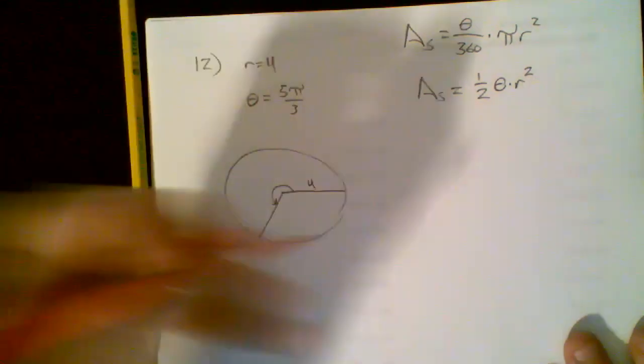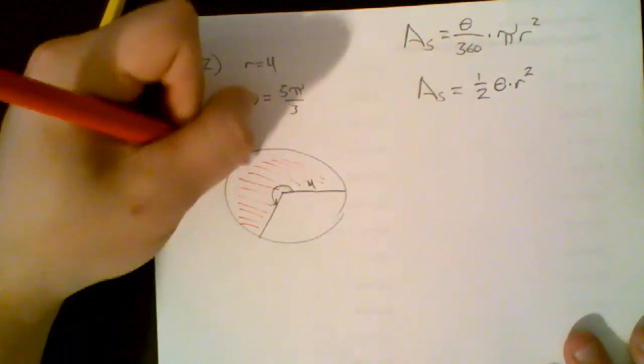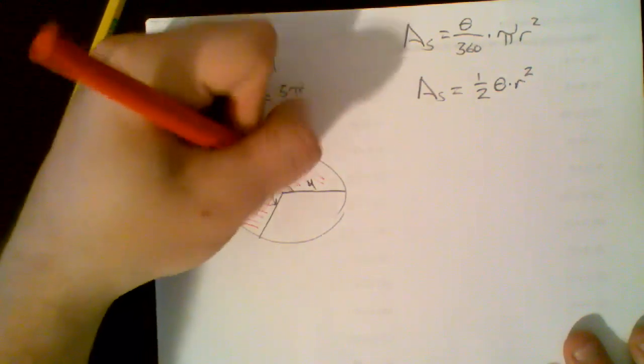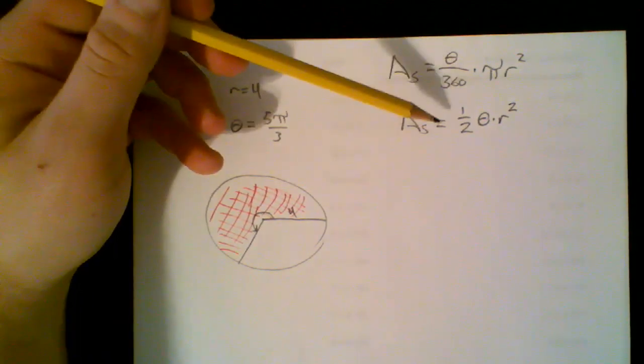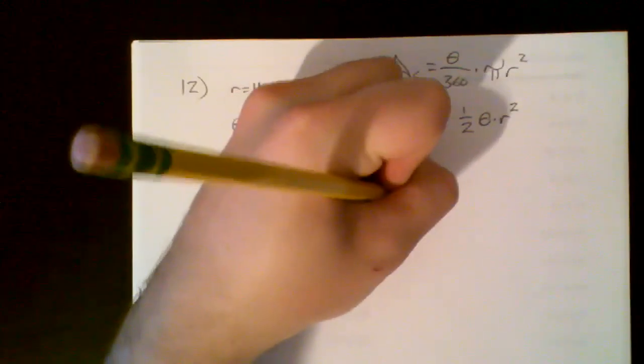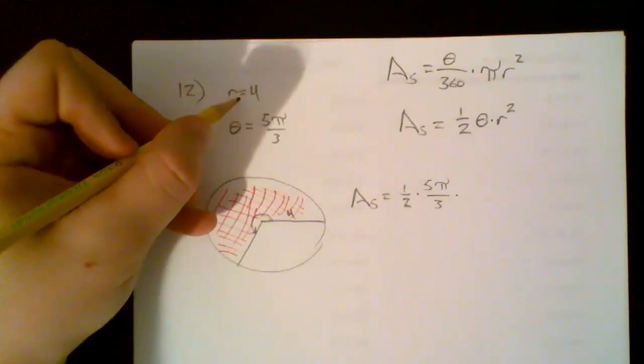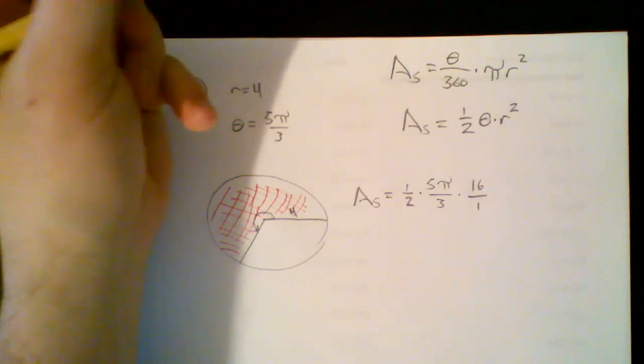What they want us to do is find the amount of space in this piece of the circle. They gave us radians, so let's use the radian formula. The area of this sector is equal to 1/2 times theta, 5 pi over 3, times the radius squared. Radius squared, 4 squared is 16. So we'll go ahead and say 16, and to keep some consistency, let's call that 16 over 1.